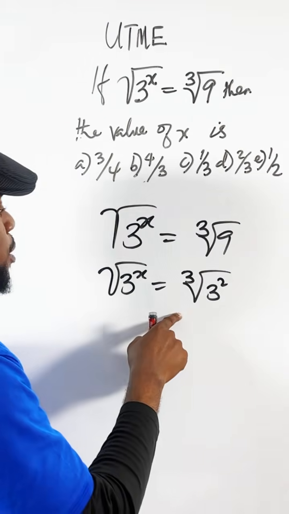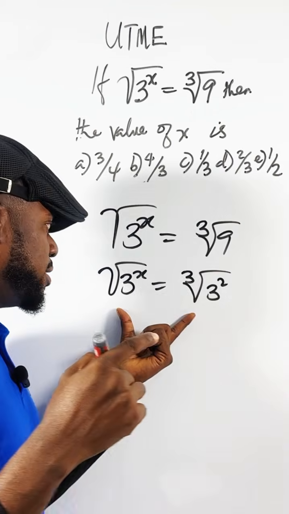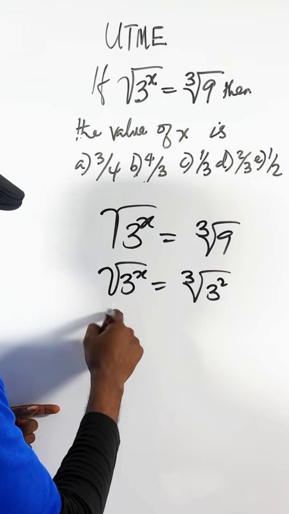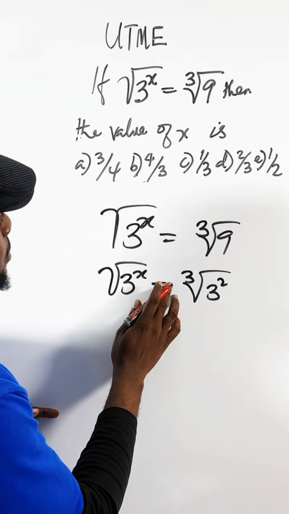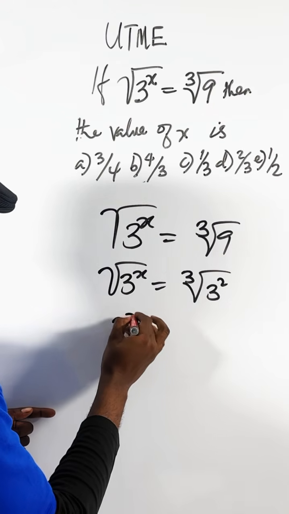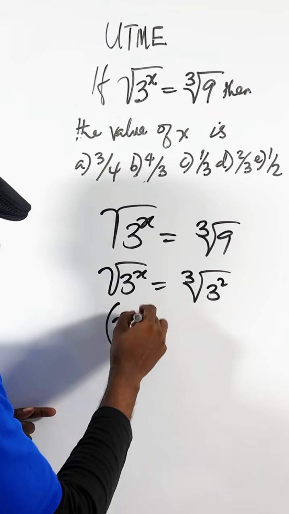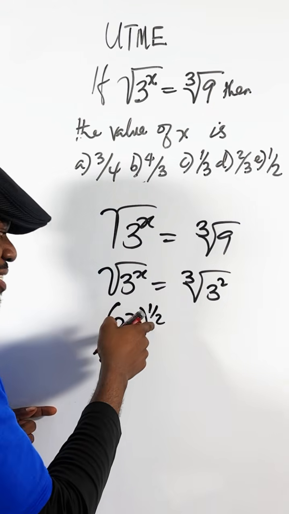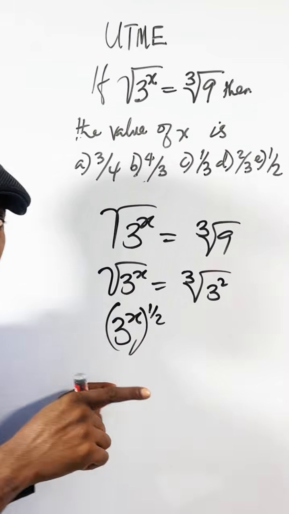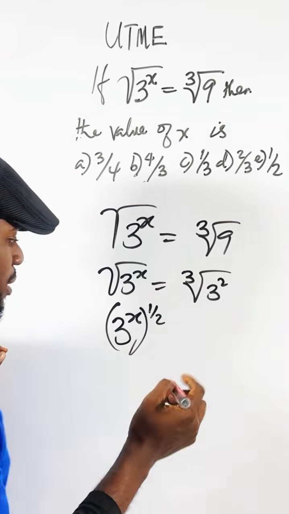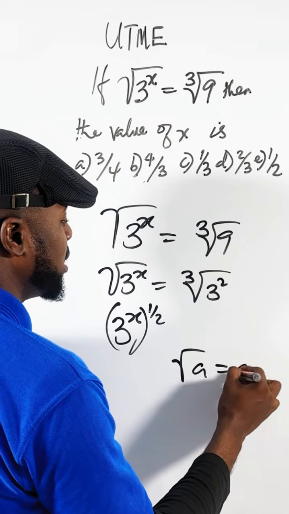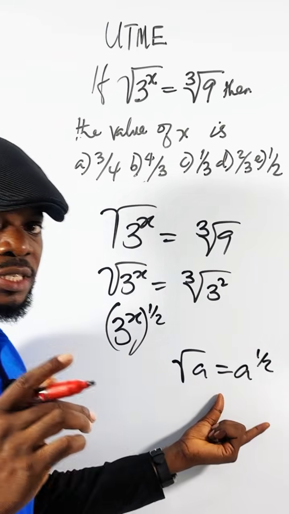So what we need to do is to apply some basic rule of indices. When you have a square root of a number, you can also write that number, 3 to the power of x, that's the number in the root, and raise it to the power of 1 over 2, because you can still transform this to become the square root of that particular function. For example, if I have the square root of a, same thing as a to the power of 1 over 2. All this is clear.